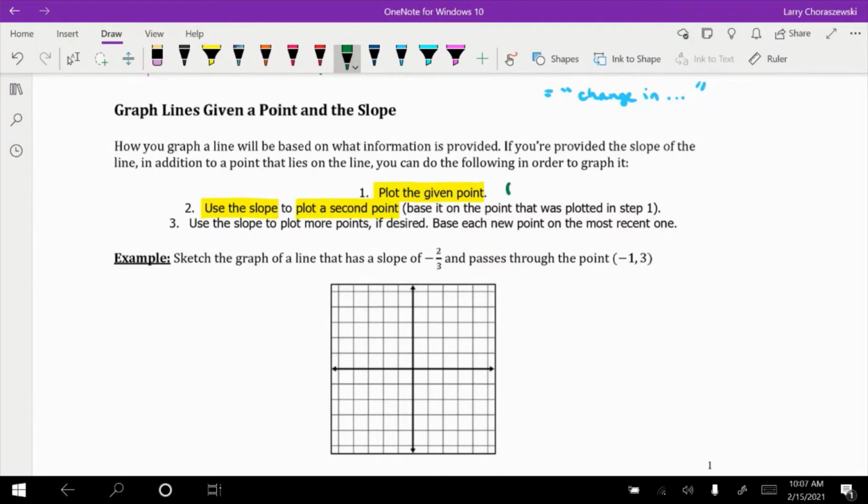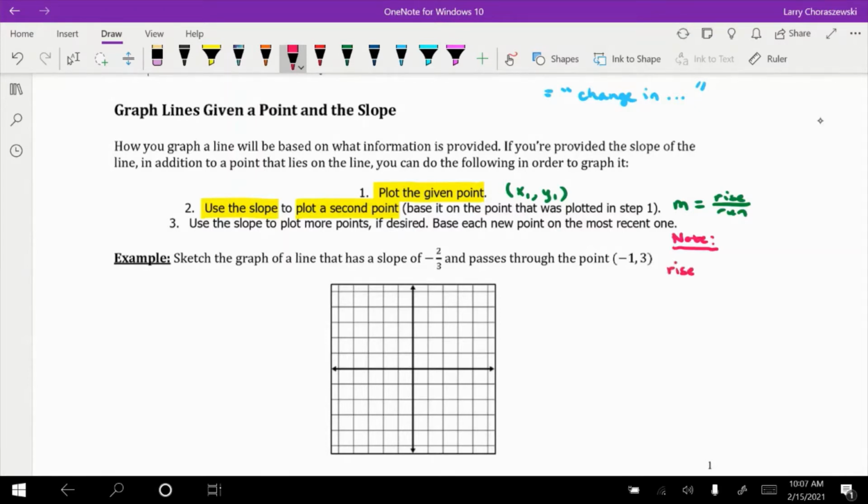Symbolically, step 1 is to plot the point that's provided to you. I'll just write it generically as x1, y1 for now. And then step 2 is to use your slope. And the version of it that you'd want to use is rise over run. Now, just a quick note about that. Rise, that number could be positive or negative.